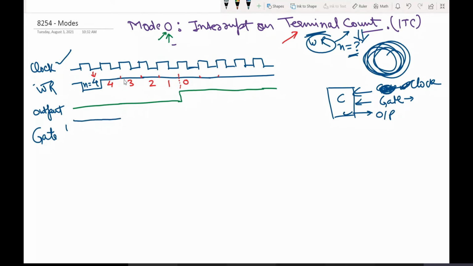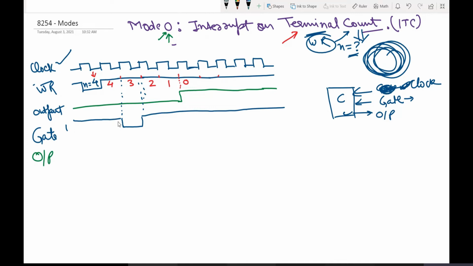So let's say during this particular time the gate turns itself low, alright, for this duration. Now what will happen to the output waveform? How will the output waveform change its shape?